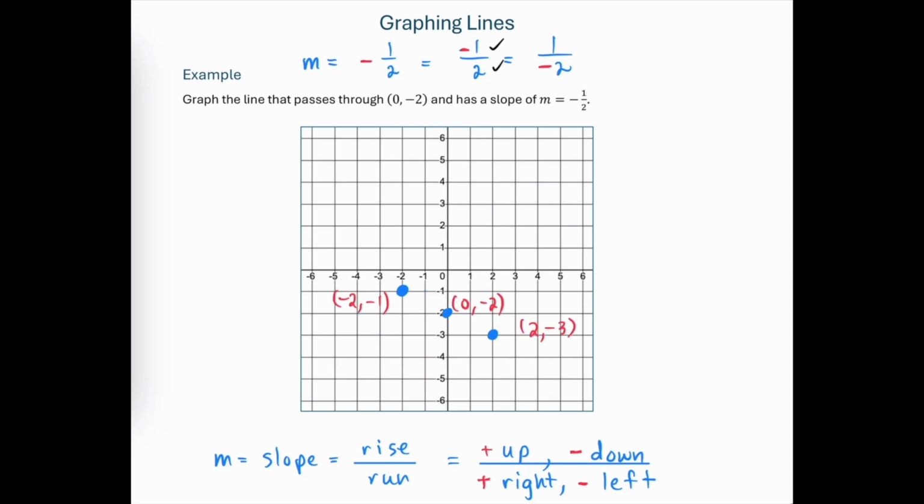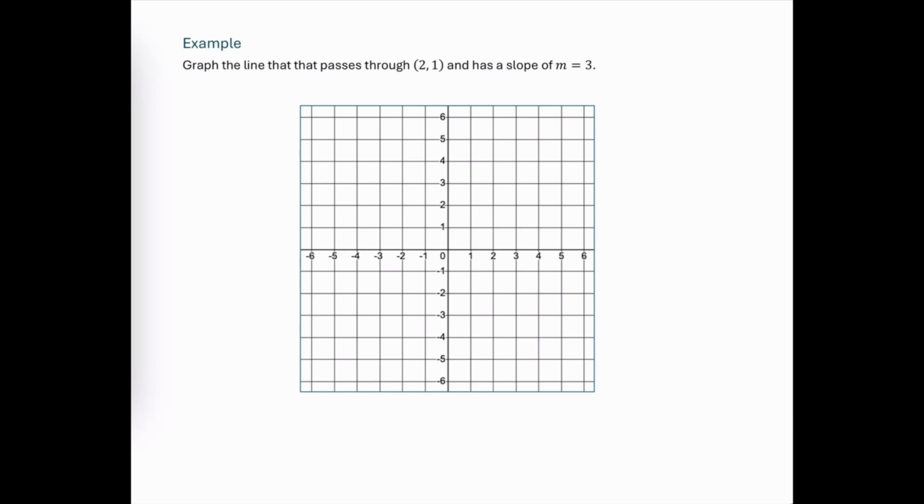I'm going to turn my labels red so that they're a little easier to see. And once we have a couple of points plotted, we can then connect those dots with a line. So now we've graphed the line through the point 0, -2 that also has a slope of -1/2. Let's look at another example.